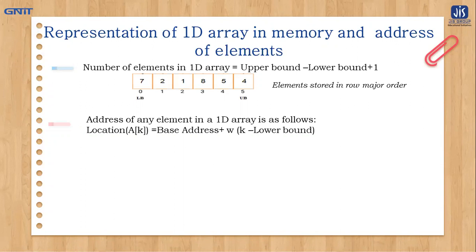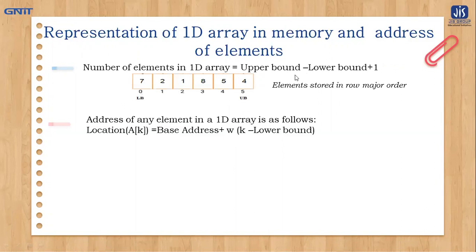So the first topic is the representation of a 1D array in memory and the address of an element. Here we have this array having 6 elements. First we have to know what the lower bound and the upper bound are. The lower bound is the index from where we start storing the data. The upper bound is the index up to which we can keep elements in that array. So the number of array elements is upper bound minus lower bound plus 1. Here, for this specific example, the upper bound is 5 and the lower bound is 0.